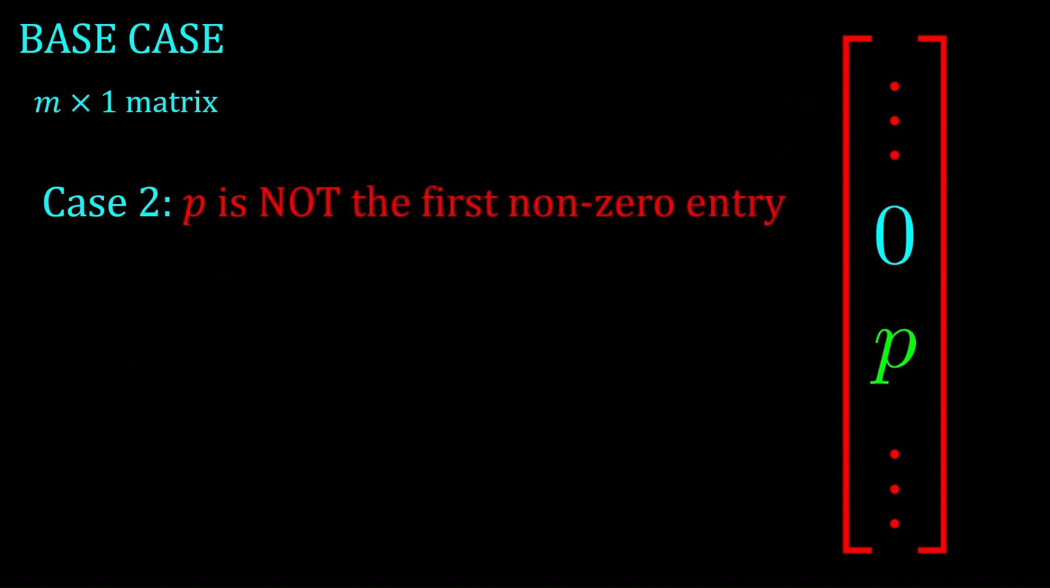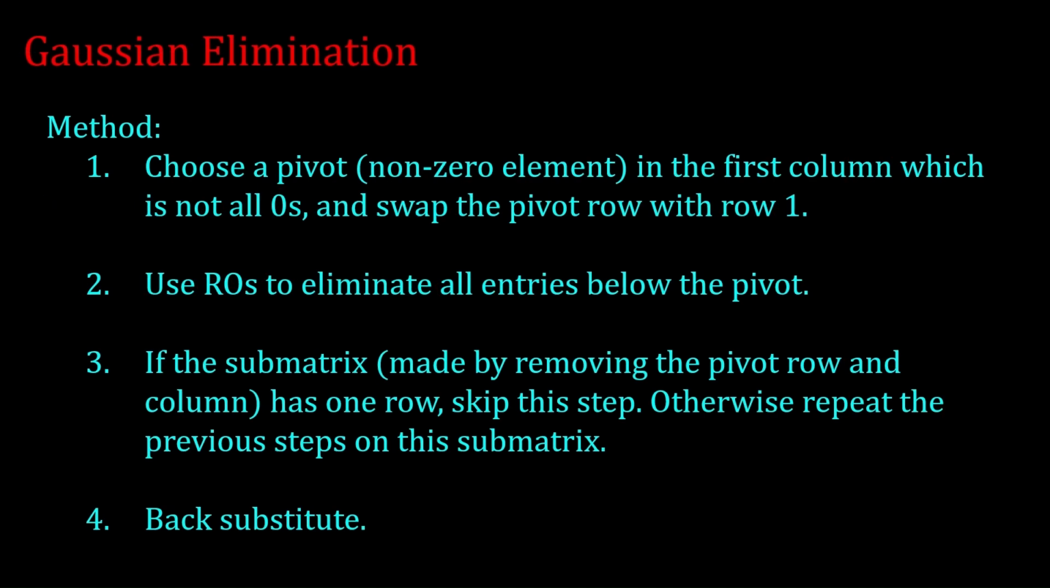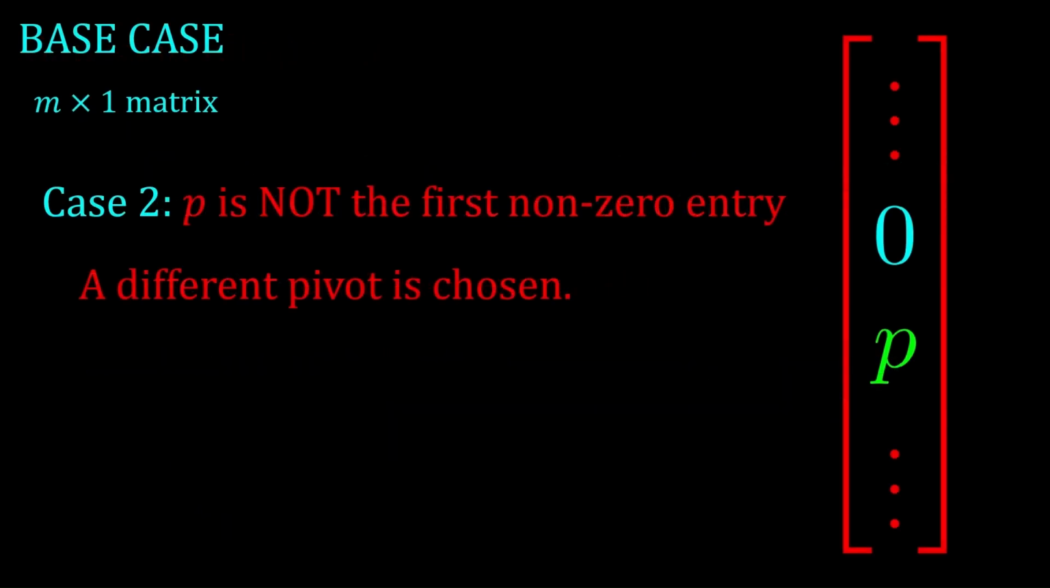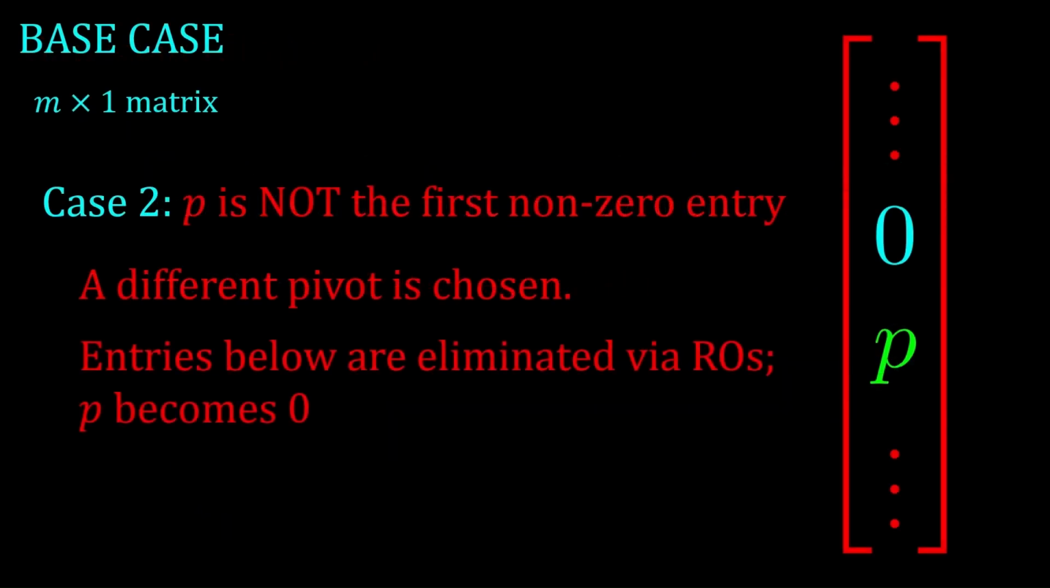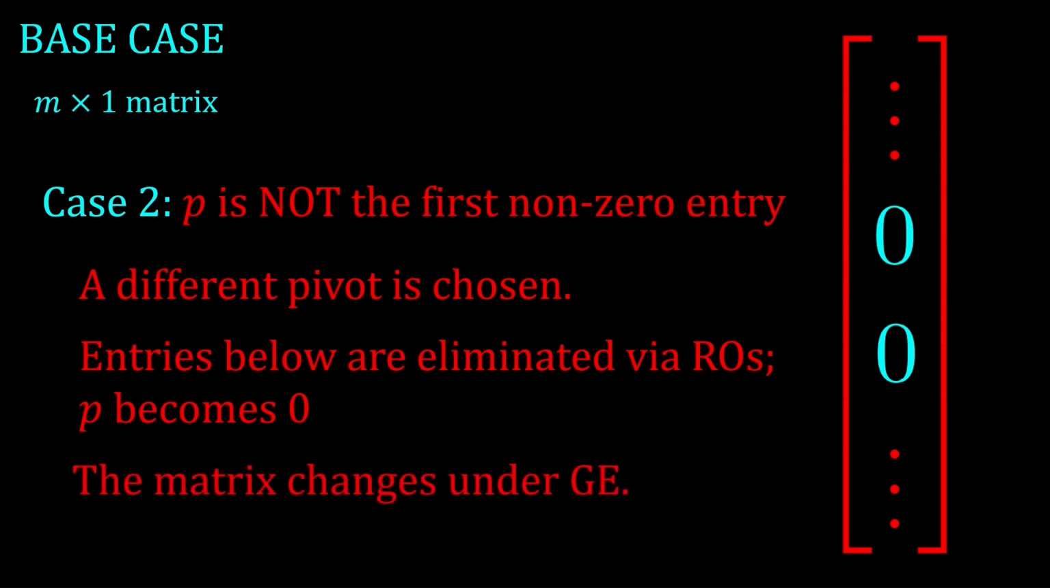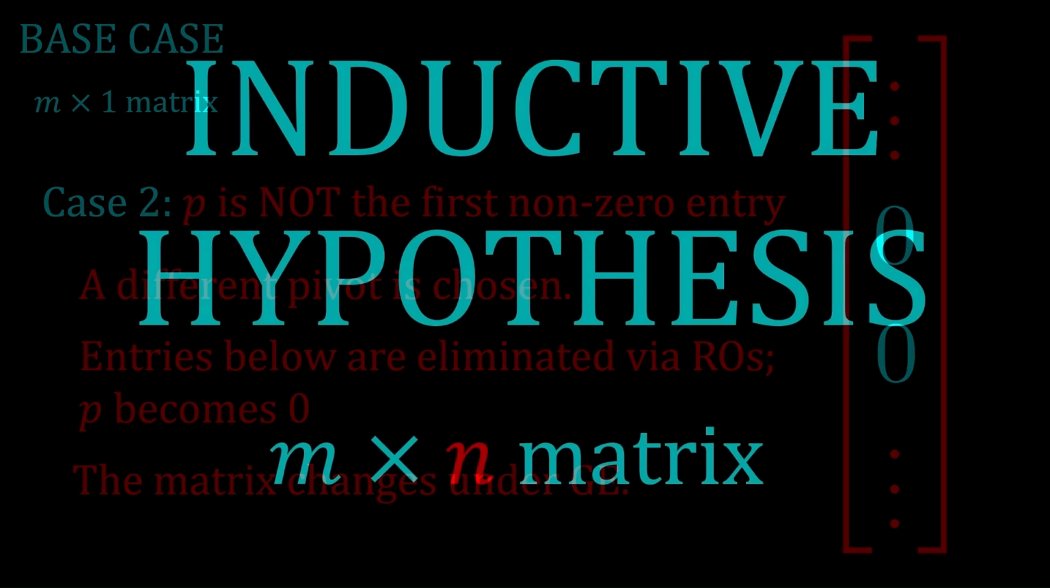Now, what if P is not the first non-zero entry? Well, then a different pivot, which is above, will be chosen. And if you go back to the algorithm, we use row operations to eliminate entries below the pivot. So P will be eliminated using row operations, and that is a change. P is going to become 0. So we've proven that in both cases, this sort of structure results in a change under Gaussian elimination, and we've proven it for the base case.